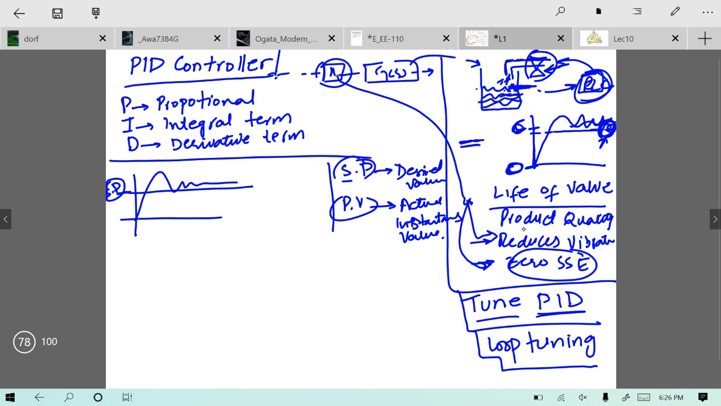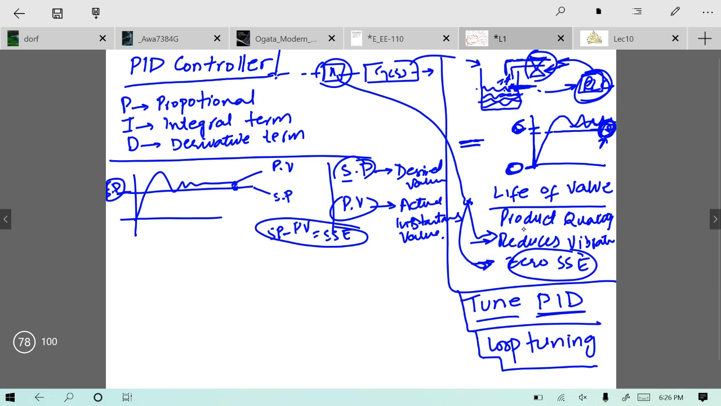So at this point, the difference between the instantaneous value and the set point is greater. At this point it is less, at this point it is again greater, and at this point the difference between the set point and the process value is this, which is called SP minus PV, equal to steady state error. So initially the error is greater and eventually the error is reduced and then the error is constant.